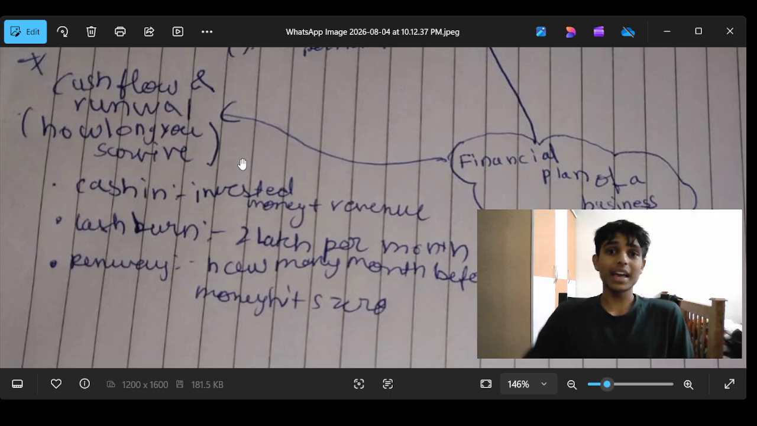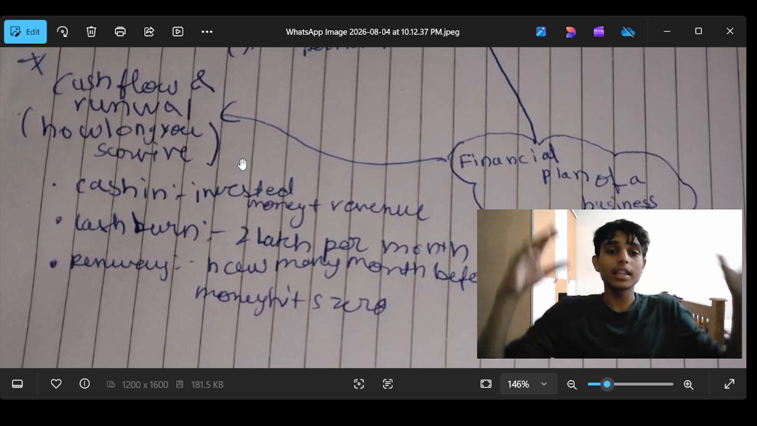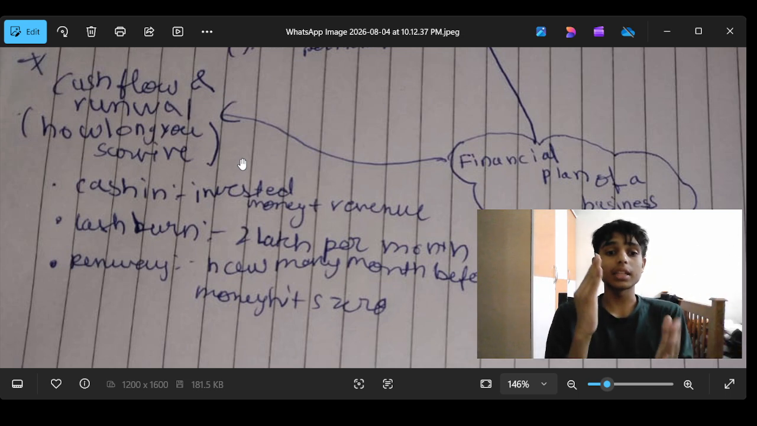So if an investor puts in 12 lakhs, and 2 lakhs goes per month, that's my cash burn. But runway is, if 2 lakhs goes per month and he has put in 12 lakhs, then I have a time of 6 months, that's my runway.